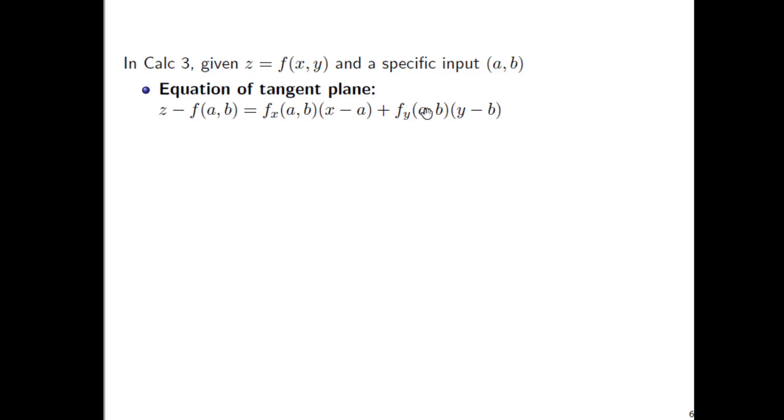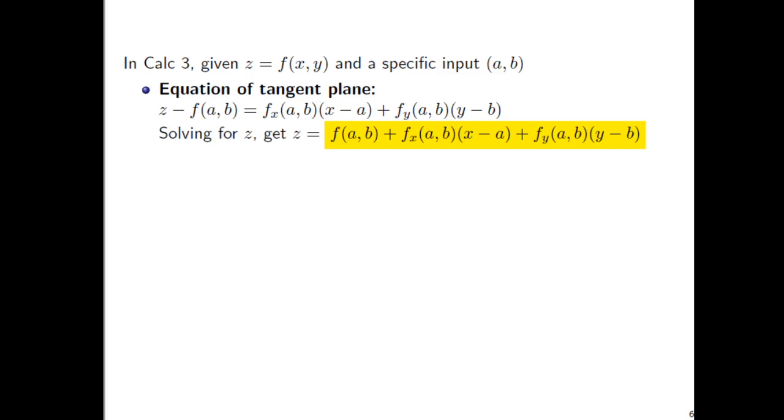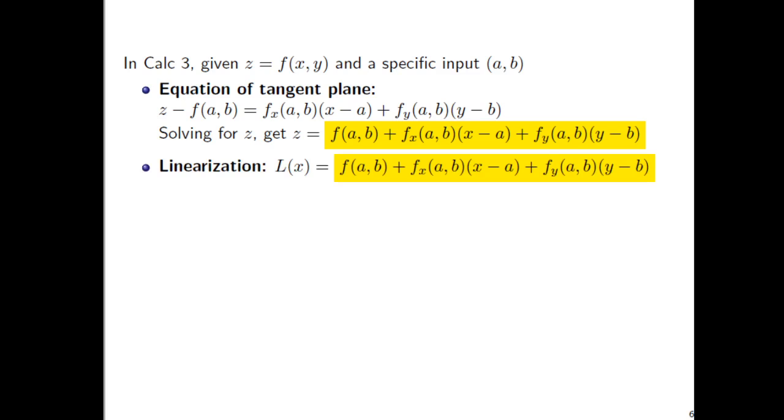So I want you to see the two terms on the right side of this equation as very much like two copies of the type of thing that happens in point slope form. So then solving for z, all we have to do is add f of a comma b on both sides. And this, what you see in yellow, we've solved for z, so that's linearization, right? So that's the formula we're going to assign to this new function.